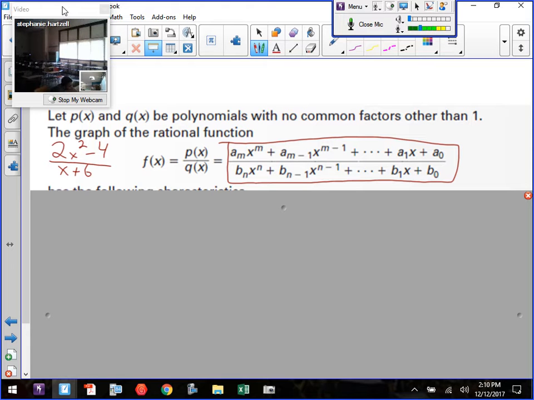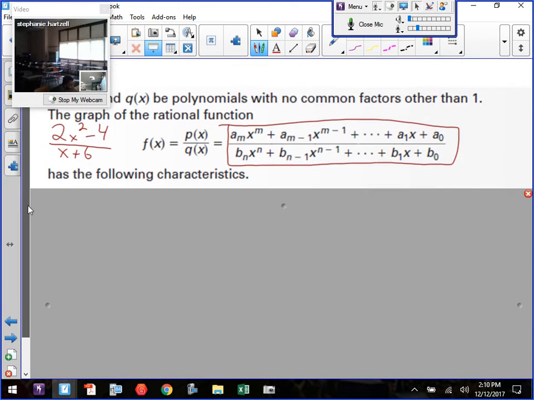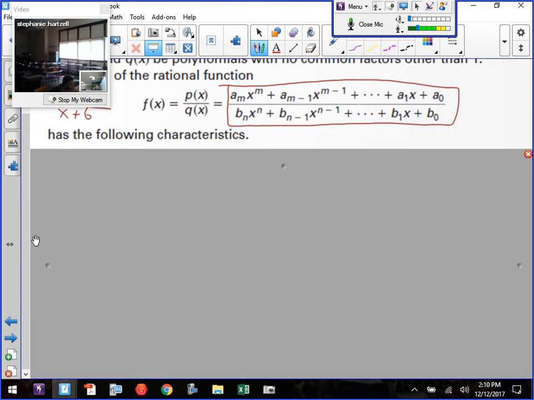What I want you to think of is just a polynomial of mth degree divided by a polynomial of nth degree. So the degrees could be the same, or they could be different. Now, each one of these is going to have a specific rule, and there are 3 rules today.